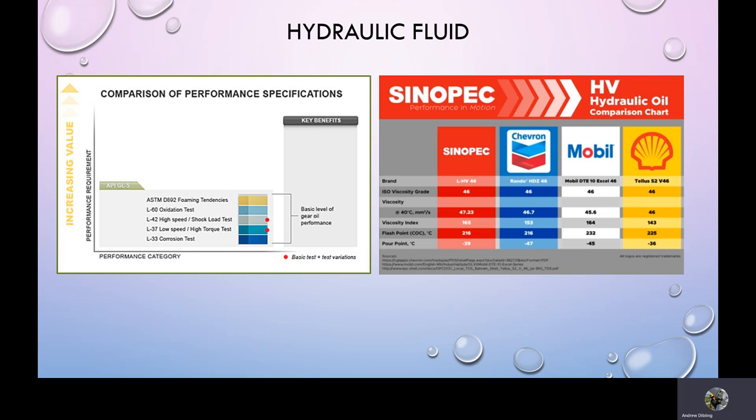Some are a little bit higher, 216 degrees centigrade versus 225 or 232 in the case of the Mobil. And the pour point, if you're looking at the pour point in terms of how cold it can be before it will no longer pour out, is minus 47 for the Chevron versus minus 39. I'll be honest with you, I'm not going to be handling hydraulic fluid when it's minus 40 unless I really, really, really have to.